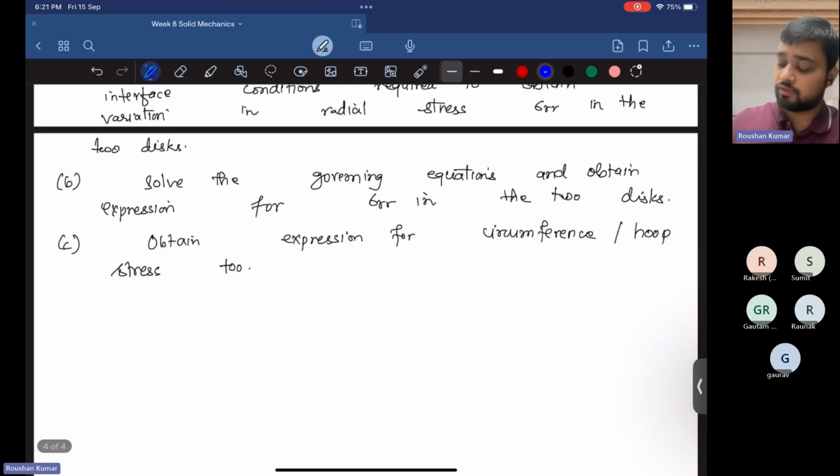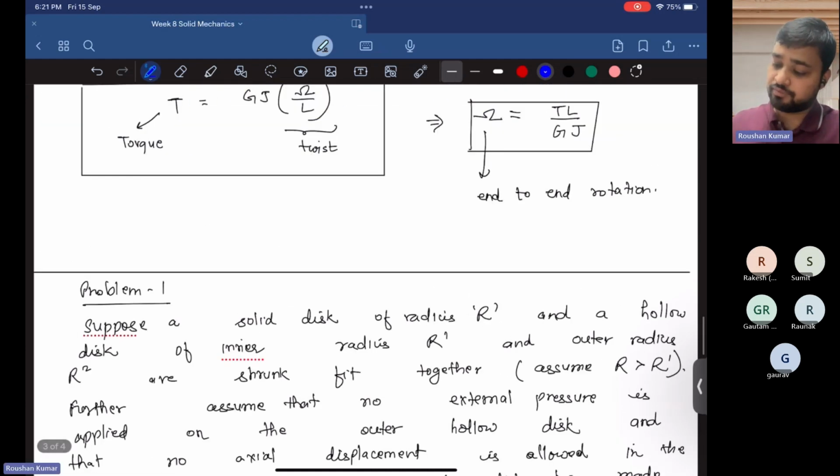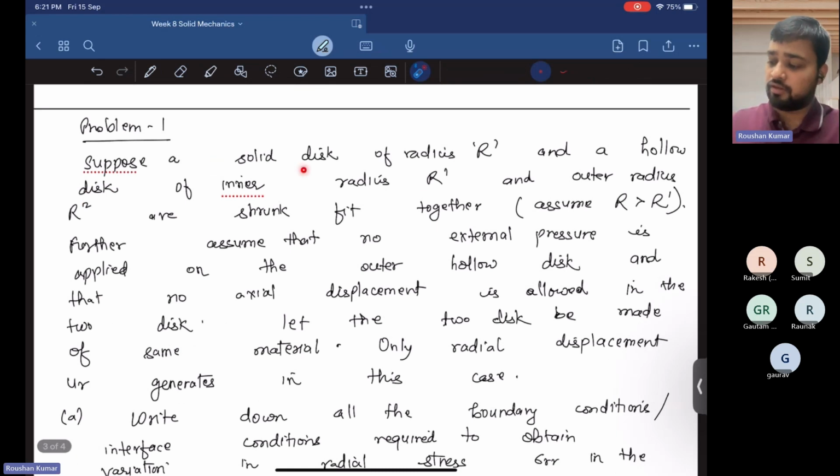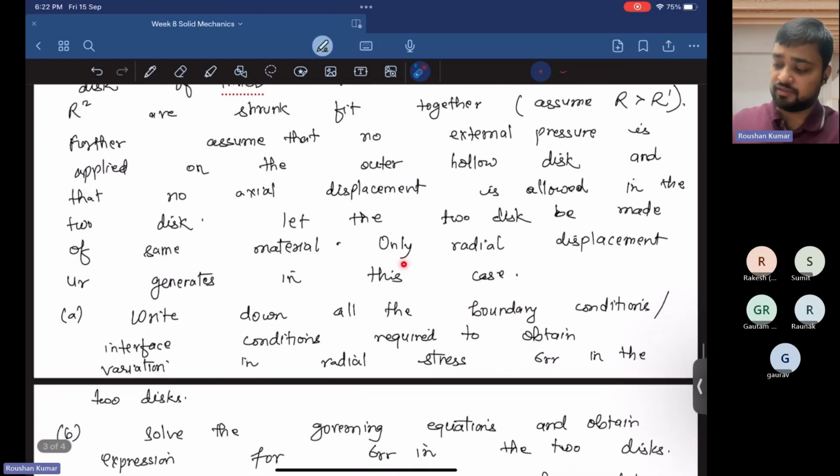So let's begin the solution for this question. I am repeating the question once again. Suppose a solid disk of radius R and a hollow disk of inner radius R1 and outer radius R2 are shrunk fit together. Assume R is greater than R1. Further, assume that no external pressure is applied on the outer hollow disk and that no axial displacement is allowed in the inner two disks. Let the two disks be made of the same material. Only radial displacement UR generates in this case.